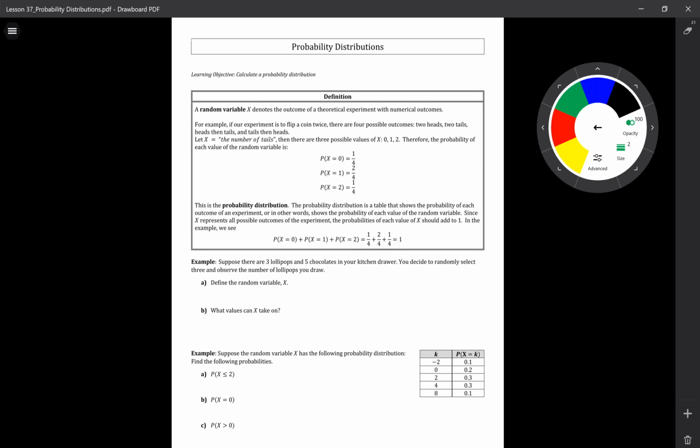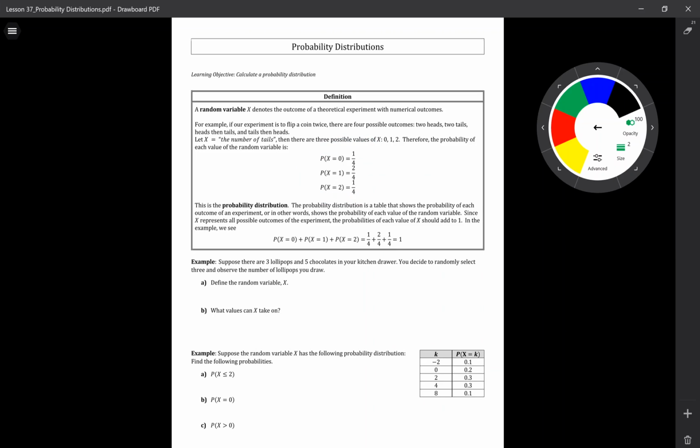So if I define my variable x to be the number of tails that I flipped, then there are 3 possible values of x: 0 tails, 1 tail, or 2 tails. Therefore, the probability of each value of the random variable x: the probability of getting 0 tails is 1/4. The probability of getting 1 tail is 2/4 or 1/2. And the probability of getting 2 tails is 1/4. So this right here is known as the probability distribution.